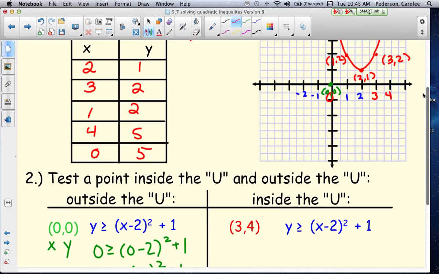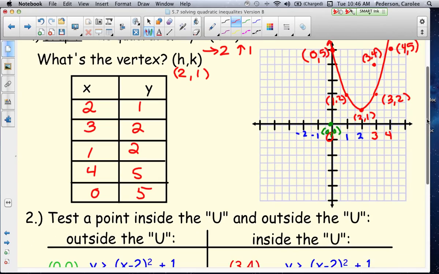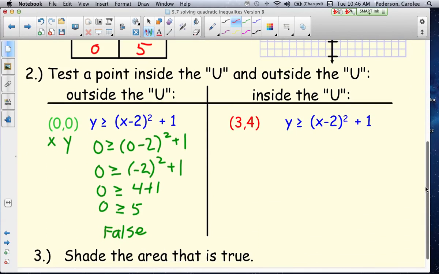Now let's go and check and verify the point (3, 4), which is now inside of the parabola, over 3 up 4, which is right about here. That means any point inside of the parabola should be true if we substitute it into the inequality. So this is my x value, that is my y value.